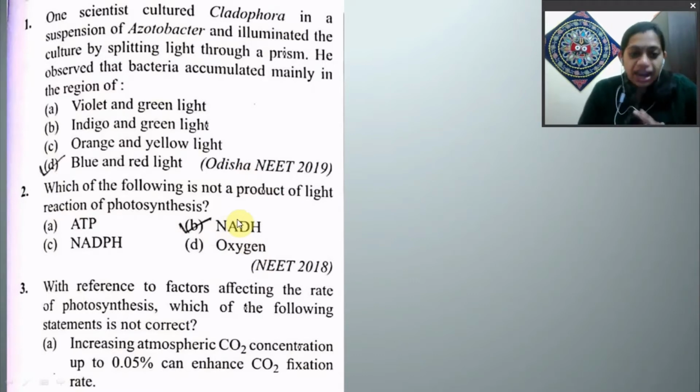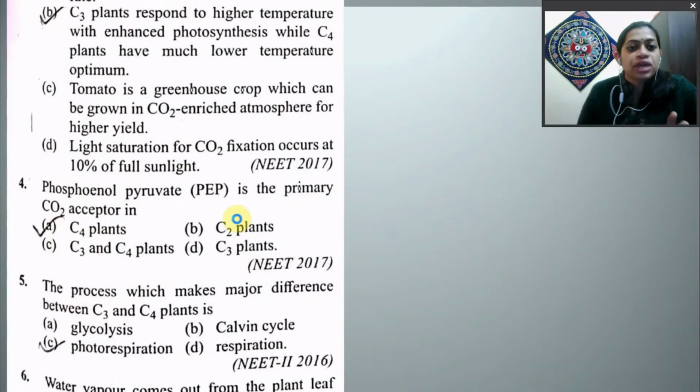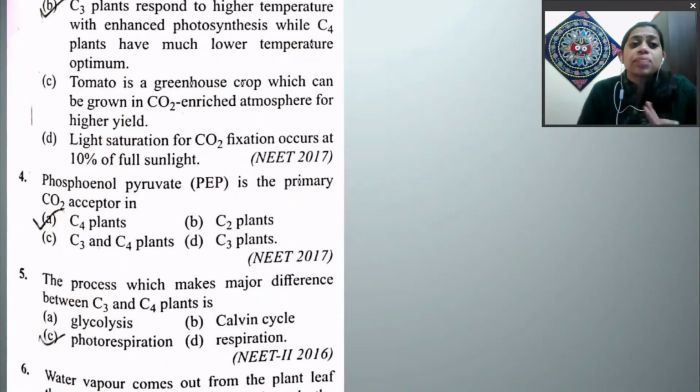With reference to factors affecting the rate of photosynthesis, which of the following statements is not correct? Increasing atmospheric carbon dioxide concentration up to 0.05% can enhance carbon dioxide fixation rate. So ये true है. Next is: C3 plants respond to higher temperature with enhanced photosynthesis while C4 plants have much lower temperature optimum. So ये गलत है. C4 plants higher temperature में भी grow करते हैं and उनका photosynthesis rate high होता है. So this is the right option.